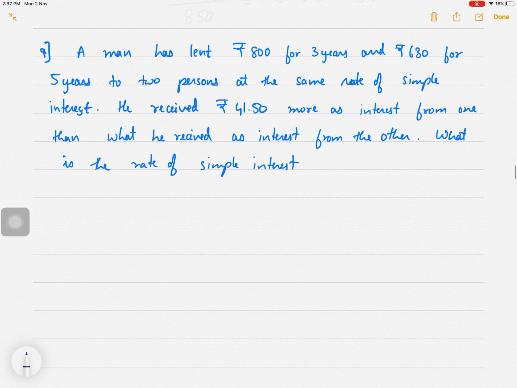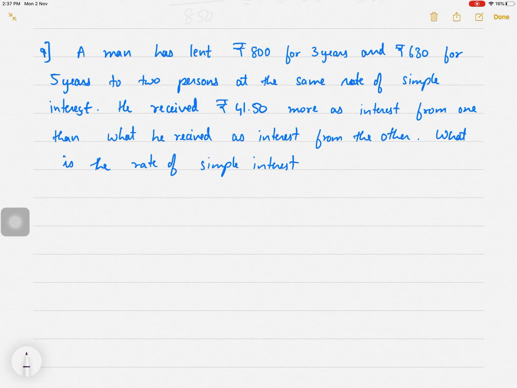Now let's see the next question. A man has lent rupees 800 for 3 years and rupees 630 for 5 years to two persons at the same rate of simple interest. Okay, interest rate is same. He received 41.50 more as interest from one than what he received as interest from the other. What is the rate of simple interest?